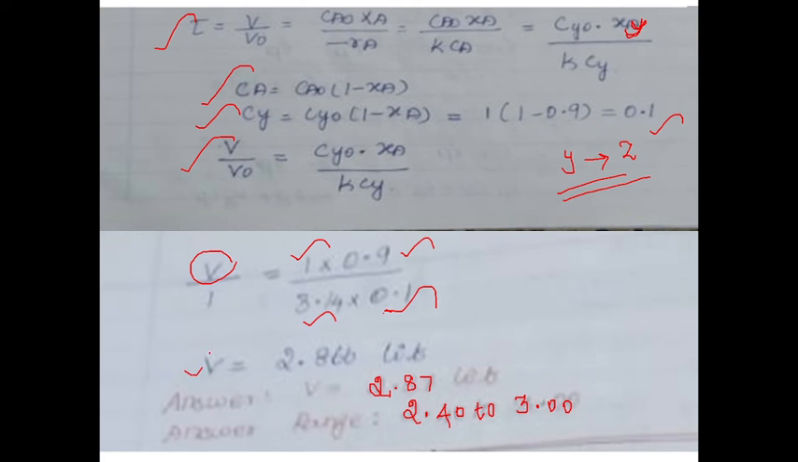So after substituting all values, we find the V value, 2.866 liter. Okay. So the final value of V is 2.87 liter. So this is the volume of the CSTR. Am I correct? The answer range is given in the question paper. Here it is 2.4 to 3, and this answer range is given in the answer key. So our answer is within this range. So 2.87 is within this range. Okay. So this is the answer for our problem.